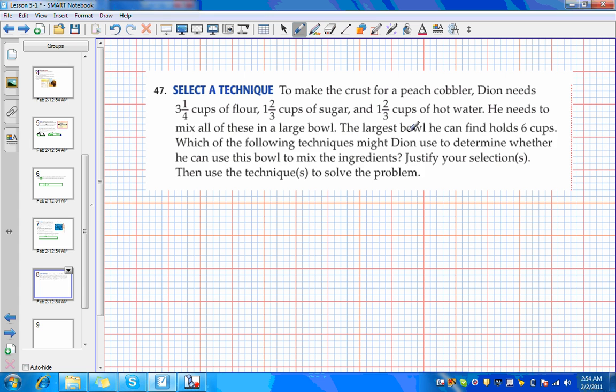That's what it asks when it asks you which of the following techniques might Dion use to determine whether he can use this mixing bowl? Again, they want you to focus on mental math, number sense, or estimation. Then I want you to solve the problem and explain, draw a bar model. I did say I am requiring you to draw a bar model for each problem and justify your solution, okay?